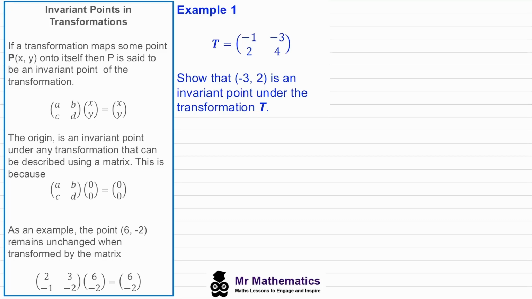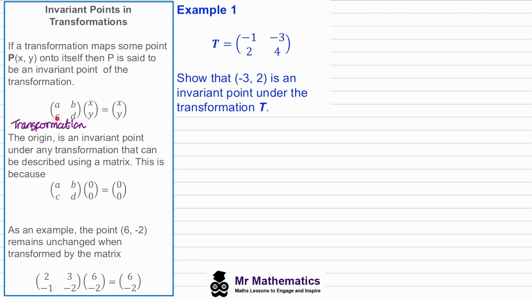Hi everybody. So in this video, we're going to look at invariant points in transformations. If a transformation maps some point P with an x and y coordinate onto itself, then P is said to be an invariant point of the transformation. And we can see this through this matrix equation.